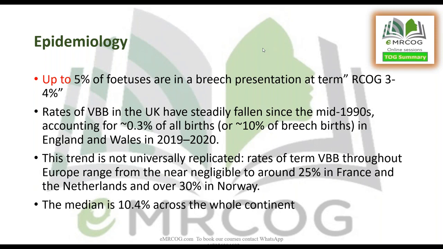However, in Europe, this is not the same. In France, for example, they have found that the rate is 25%. In the Netherlands and Norway, it's over 30%. So why do those people have more cases of vaginal breech and we don't?